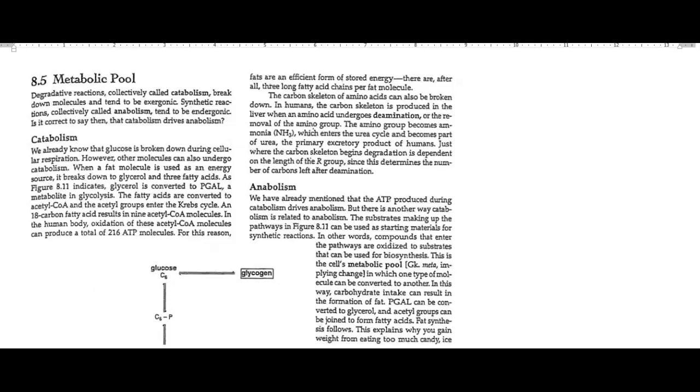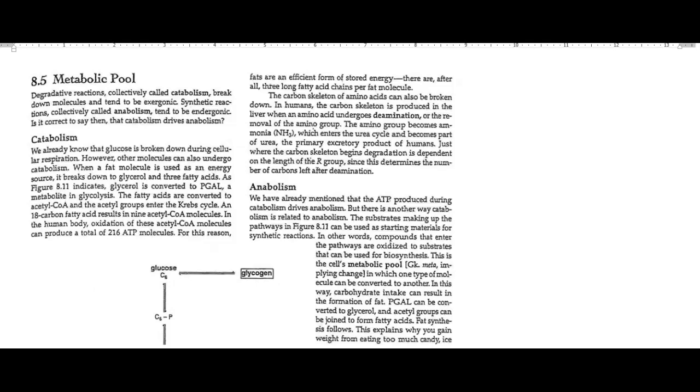An 18-carbon fatty acid results in 9 acetyl-CoA molecules. In the human body, oxidation of these acetyl-CoA molecules can produce a total of 216 ATP molecules. For this reason, fats are an efficient form of stored energy. There are, after all, 3 long fatty acid chains per fat molecule. The carbon skeleton of amino acids can also be broken down.